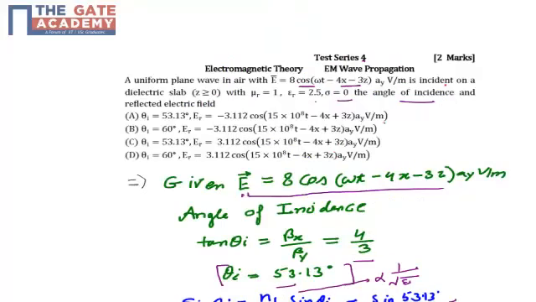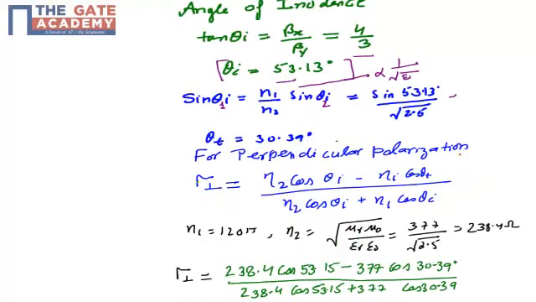After that, we know that the wave is incident in a perpendicular manner, because the wave is propagating in the y direction and the dielectric slab is in the z direction. It means our wave is in perpendicular polarization. It is incident with a perpendicular polarization. So I can apply R perpendicular with the expression as (η2 cos θ_i − η1 cos θ_t) upon (η2 cos θ_i + η1 cos θ_t).